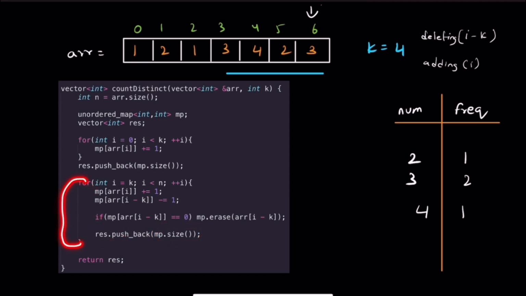After this computation, we can simply push the map size inside the result. This for loop will be starting from the second window, third window, and so on till the nth window. Finally, we'll return our result. This way, by using the sliding window approach, we have successfully solved this problem.